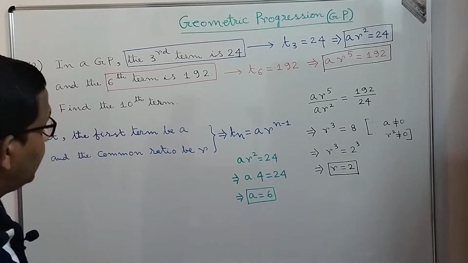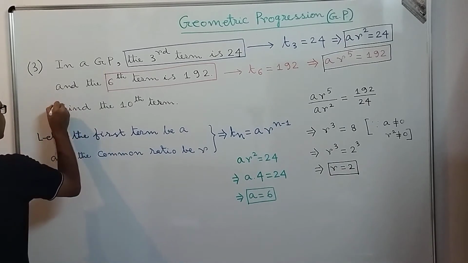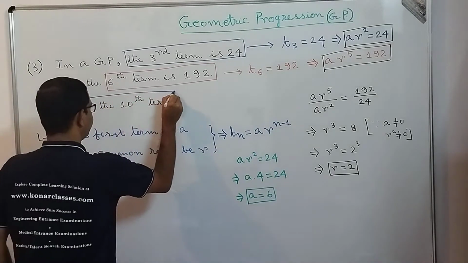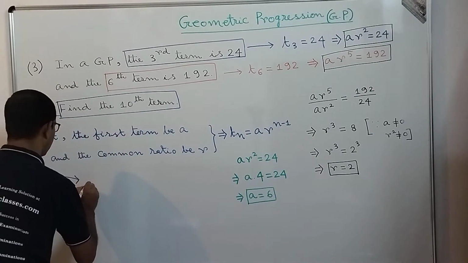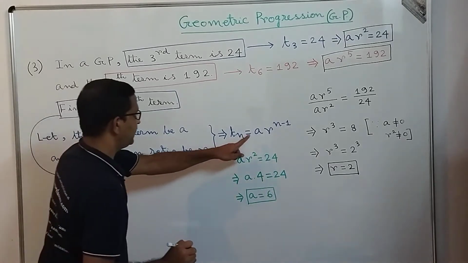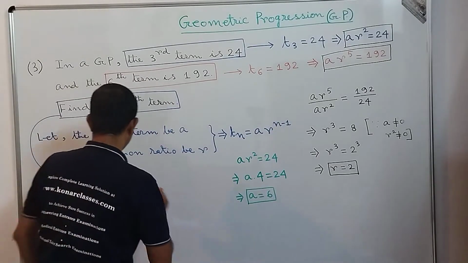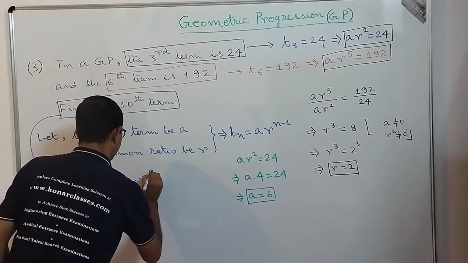Now what is the question? The question is that find the 10th term. That means we need to find the value of T10. So how to find it out? So the value of T10 according to the formula is equal to A into R to the power 10 minus 1. So A into R to the power 10 minus 1 means 9.